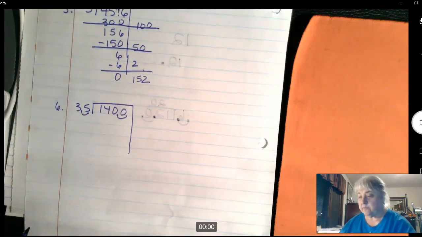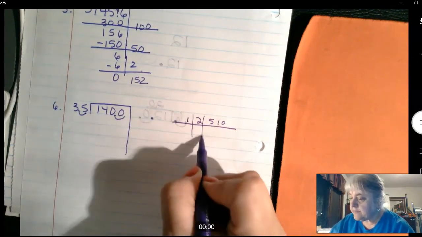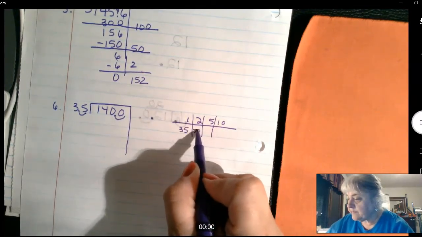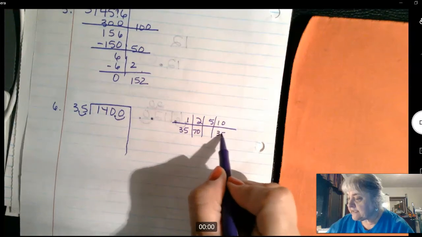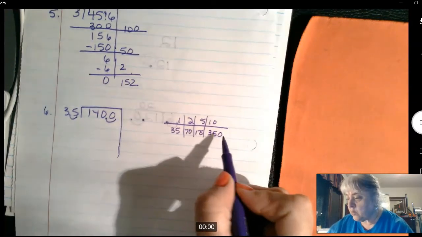So I'm going to be thinking about what I know. I know that 35 times 10 would be 350. I know that 35 times 100 would be 3,500. That would be way too much. So if I'm thinking about my multiples chart over here, 1, 2, 5, 10, remember that helps me come up with my starting point. 35 times 10 is 350. 100 is still a long way away.